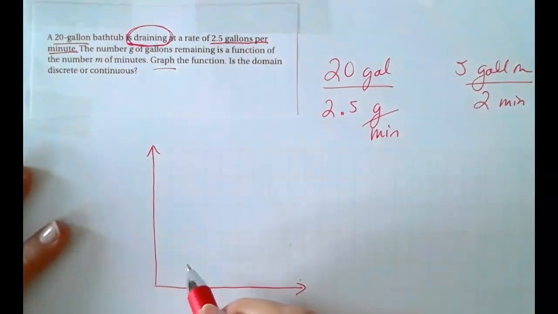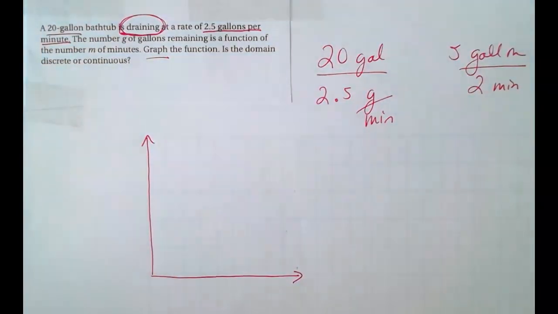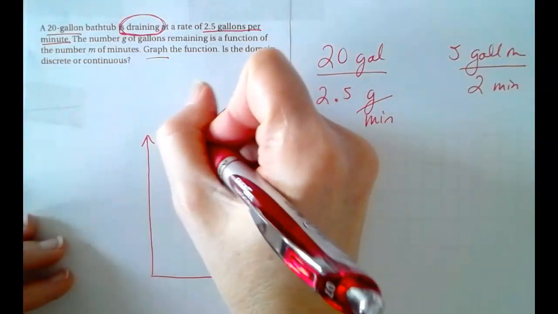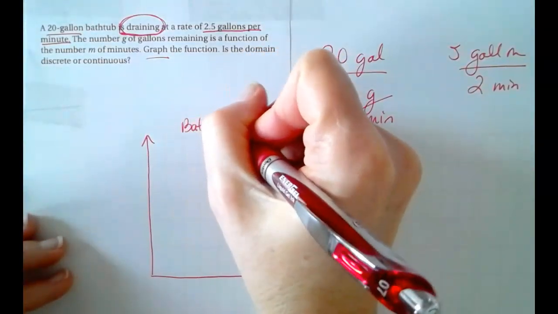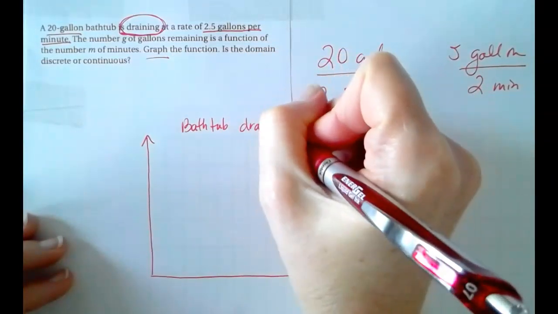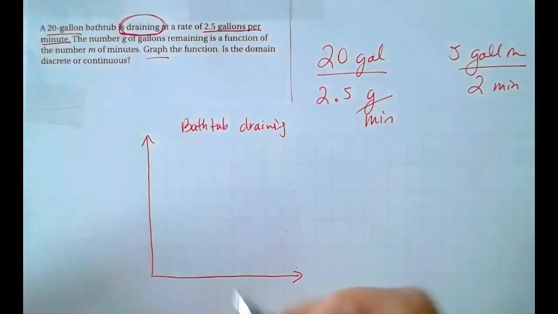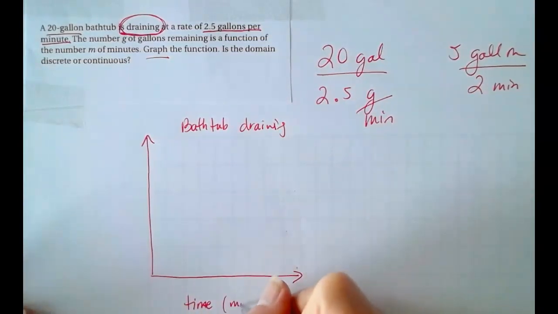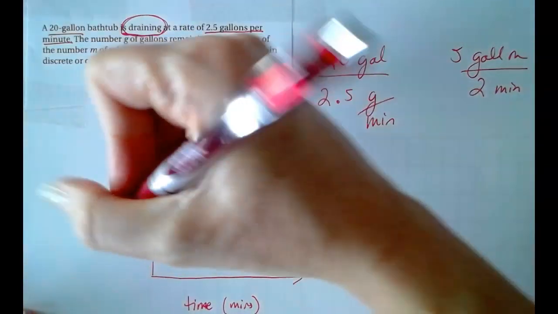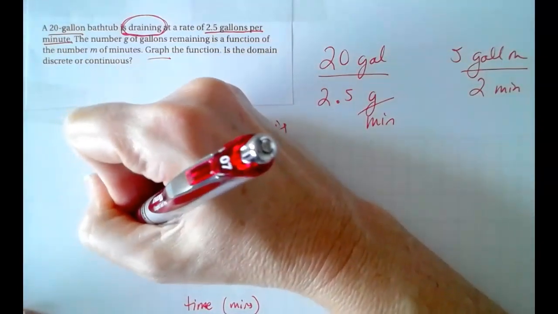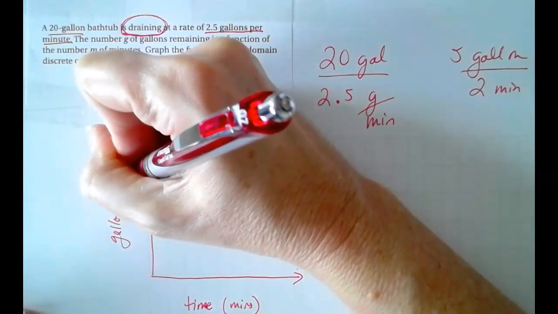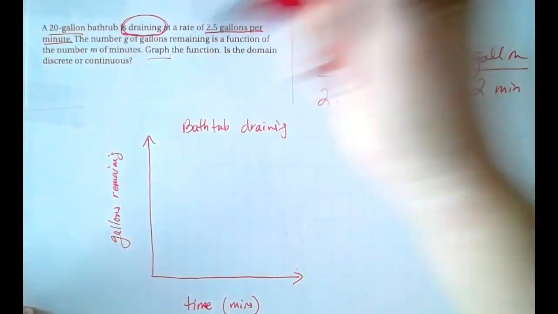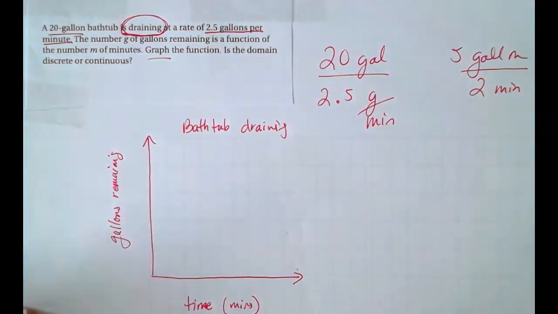So here's my x-axis, here's my y-axis, and anytime that we make a graph, we need to label our graph appropriately. So our graph is representing a bathtub draining. And then our x-axis is going to be our time. Our time is going to be in minutes. And our y-axis is going to be gallons remaining. Why remaining? Because we're draining the bathtub.